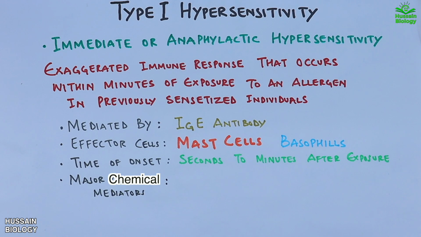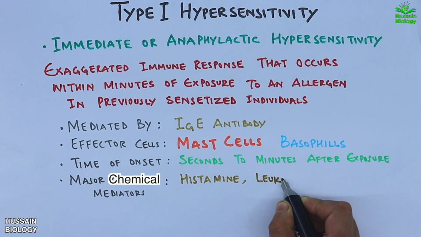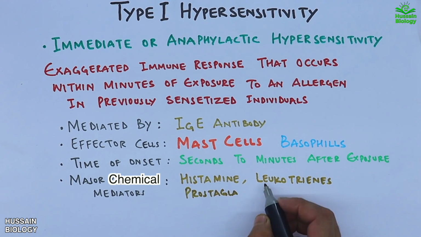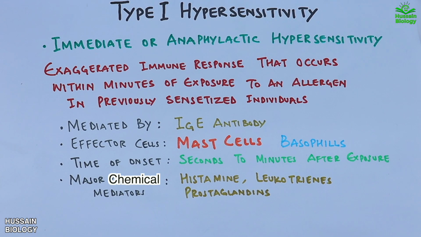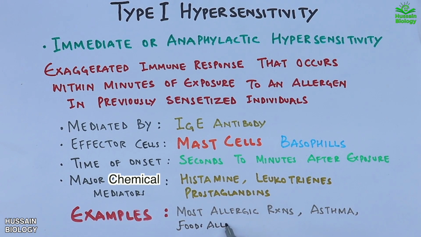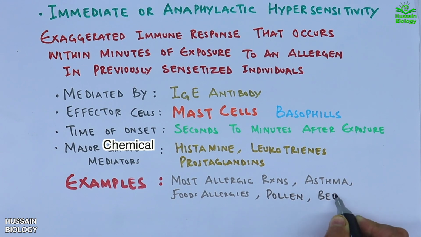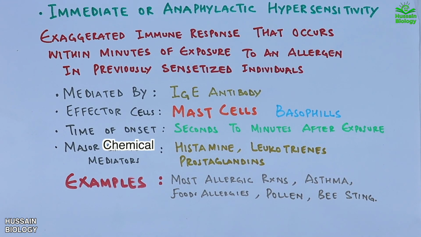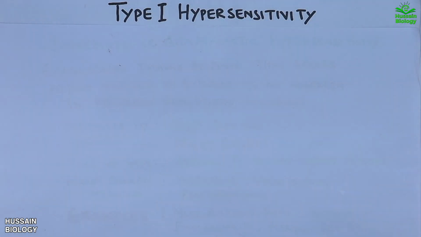Furthermore, major chemical mediators are histamine, leukotrienes, and prostaglandins. These chemical mediators cause the typical allergic reactions such as vasodilation, increased vascular permeability, and smooth muscle contraction. Some common examples include most allergic reactions, asthma, food allergies, pollen allergy, and even severe reactions like bee sting, anaphylaxis, and many more. Now let's understand how type 1 hypersensitivity actually happens.